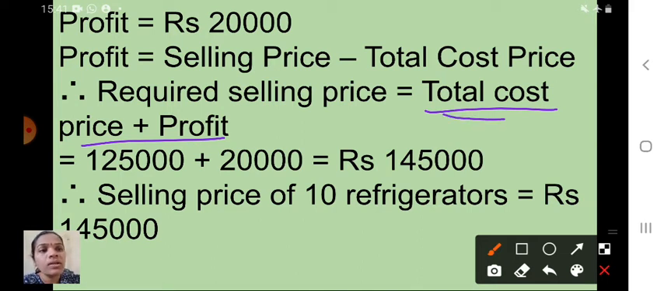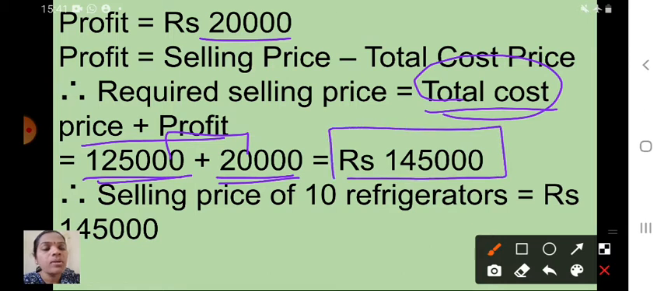Okay. So total cost price is what? 1,25,000 plus profit is what? 20,000. Okay. So if you will add these two numbers, your answer is what? 1,45,000 rupees. So selling price of 10 refrigerators is equal to what? 1,45,000. Now your question is what? Selling price of one refrigerator we have to find. So selling price of 10 refrigerators is equal to what? Rupees 1,45,000.